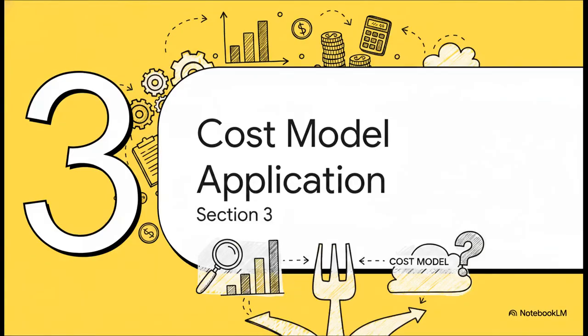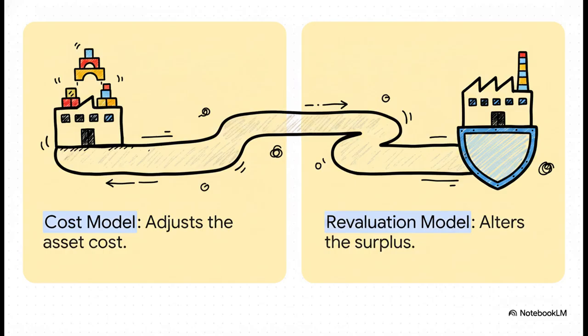Section 3, Cost Model Application. This is the absolute core of IFRIC 1. How you treat these changes depends entirely on your initial policy choice for the underlying asset. It's a fork in the road. If you chose the cost model, a change in the liability directly adjusts the asset's cost. But if you made the policy choice to use the revaluation model, that change alters your revaluation surplus. Let's drill down into the strict rules for the cost model first.